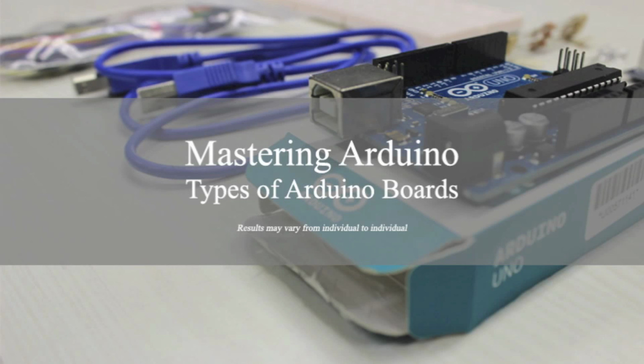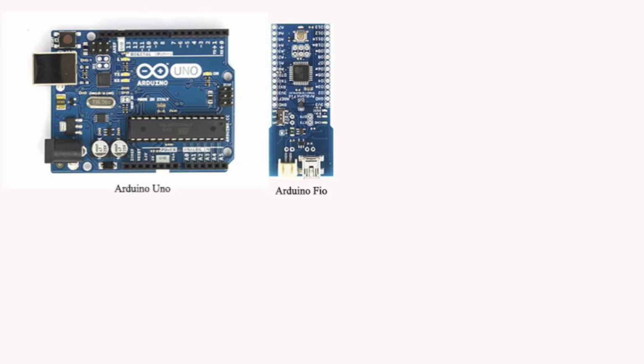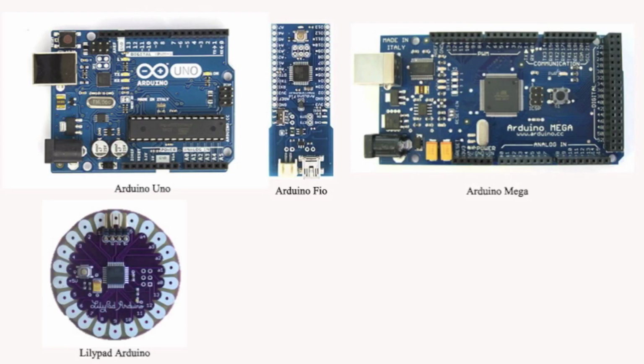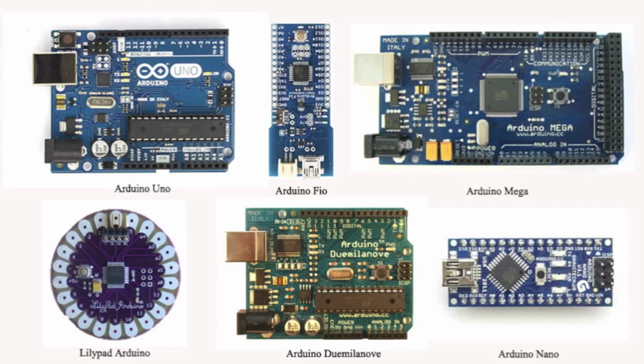There are many types of Arduinos available for different users. For example, the Arduino Fio is suitable for Wi-Fi usage. The Arduino Mega provides a huge array of pins, about 54 digital input or output pins, and the LilyPad is made for wearable technologies. There are many more boards for other types of users. The most common variation is the Arduino Uno, which we will be using in this video.